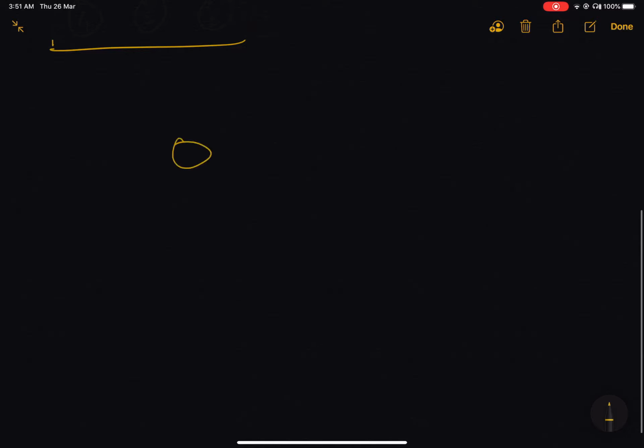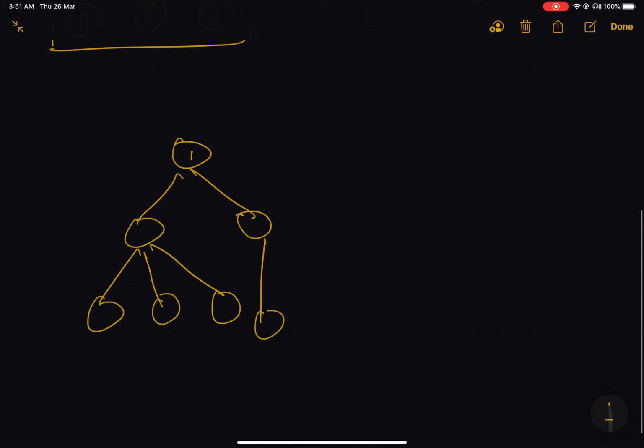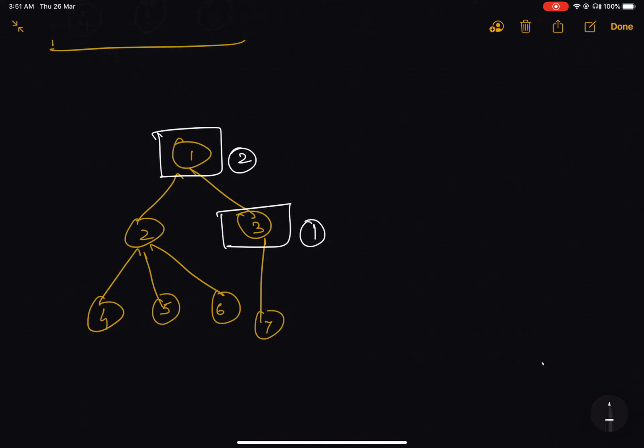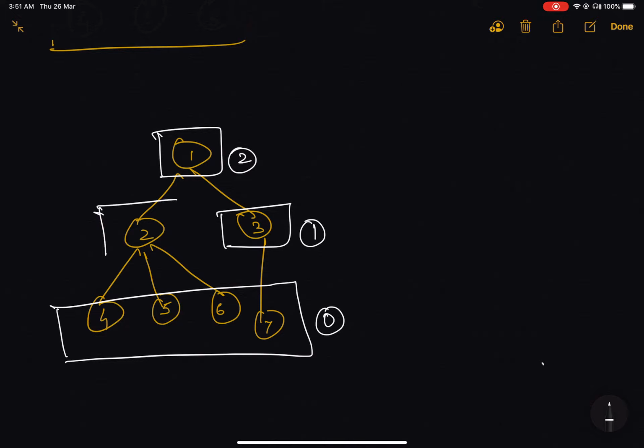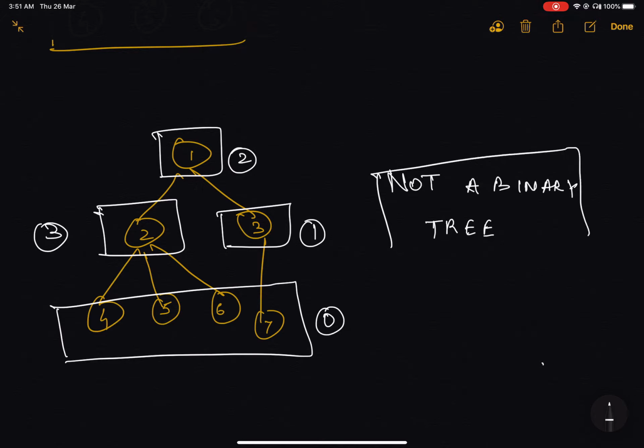As another example, consider this tree. Here the nodes are numbered 1, 2, 3, 4, 5, 6 and 7. In this tree, we see that the node 1 has 2 children, the node 3 has 1 child, the nodes 4, 5, 6 and 7 have 0 children, but there is a node 2 that has 3 children. As there is a single node that has more than 2 children, this is not a binary tree. So, in a binary tree, there cannot be any node which has more than 2 children.